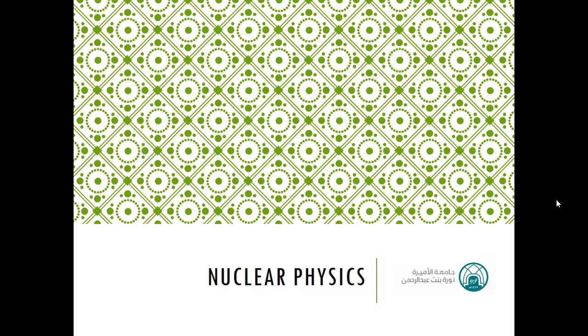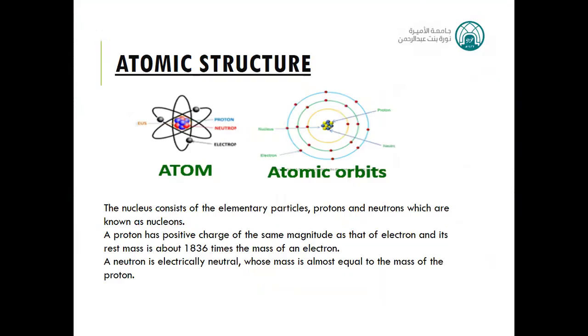Today we will speak about nuclear physics. First, we start with atomic structure. The atom consists of a nucleus surrounded by electrons. The nucleus consists of protons and neutrons. Protons and neutrons are known as nucleons.